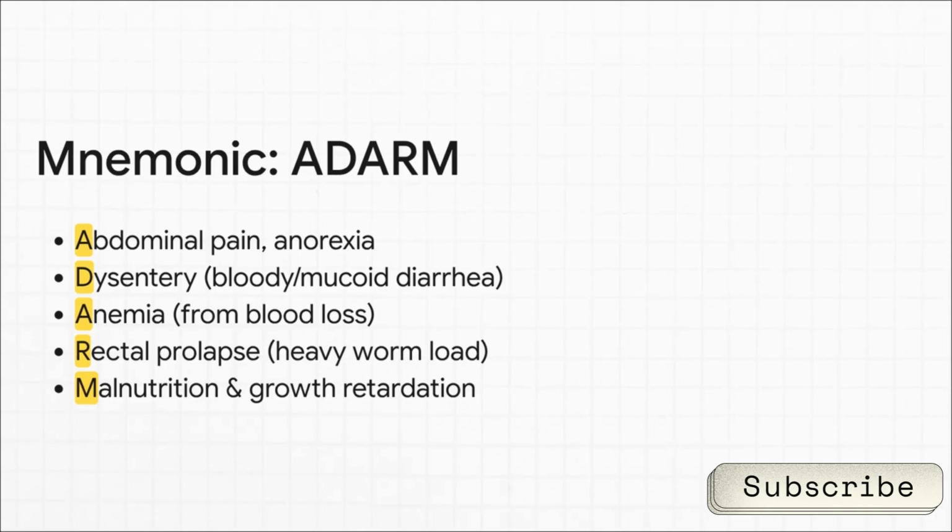For the clinical features, you're going to want to remember this mnemonic. A-DARM. A is for abdominal pain and anorexia. D is for dysentery, specifically something called Trichuris dysentery syndrome, which gives you that awful bloody mucoidal diarrhea. The next A is for anemia, a result of chronic blood loss. R is for rectal prolapse. This is a huge red flag, especially in heavy infections. And finally, M is for malnutrition and growth retardation in kids. Commit A-DARM to memory. It'll really help you on exam day.